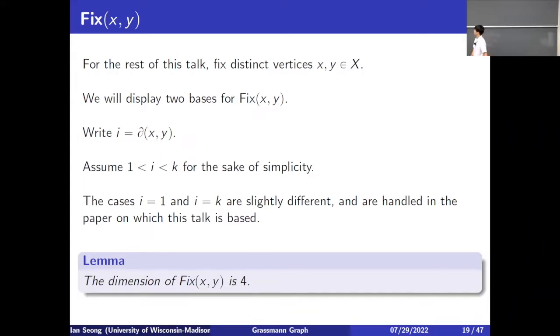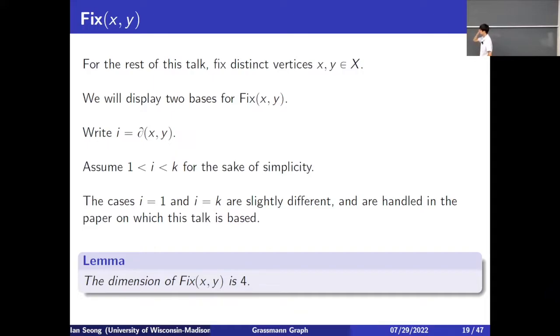So for the rest of this talk, we're going to fix distinct vertices X and Y in the vertex set. And we will display two bases for fix X, Y. So we first write I to be the distance between X and Y. And we're going to assume that I is strictly between 1 and K for the sake of simplicity. The cases I equals 1 and I equals K are of a different nature, and they're going to be handled in the paper, but not for this talk. Okay, so with these assumptions, we have a lemma saying that the dimension of fix XY is 4.